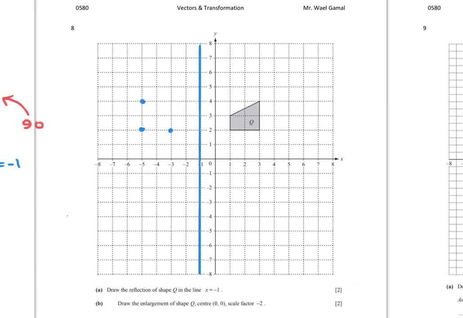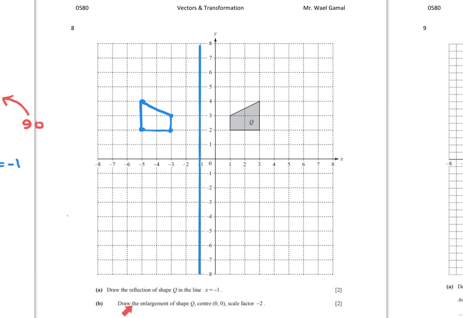And the last point, 2 units from the mirror line, so its image is here. Now join them. This is the image by reflection in the line x equal -1. Draw with a ruler, but for me, I draw without a ruler because we just need to explain.